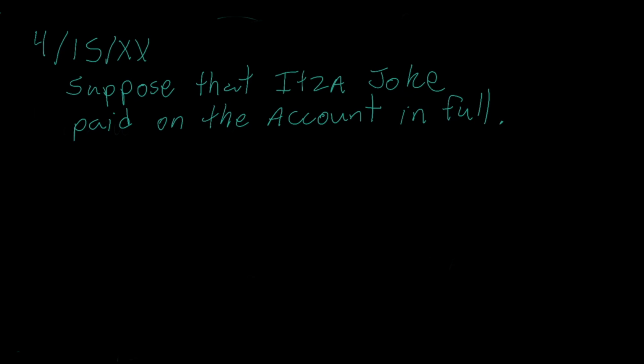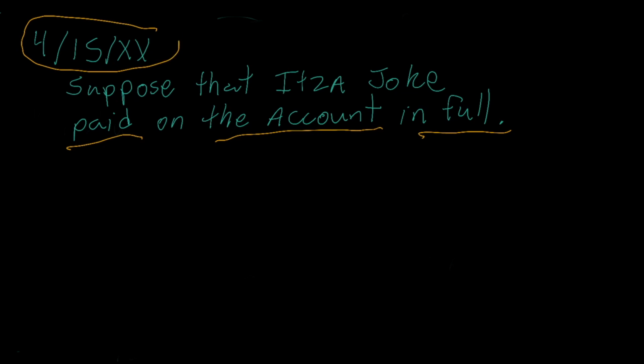Okay, last but not least, April 15th, suppose that It's a Joke paid on the account in full. So obviously, gang, we are deciding to pay on an account. So first and foremost, we already know we're on the purchasing side, and we need to identify the keywords. So we have paid, on the account, in full. But what we also need to mention is the date. Why is the date so important?